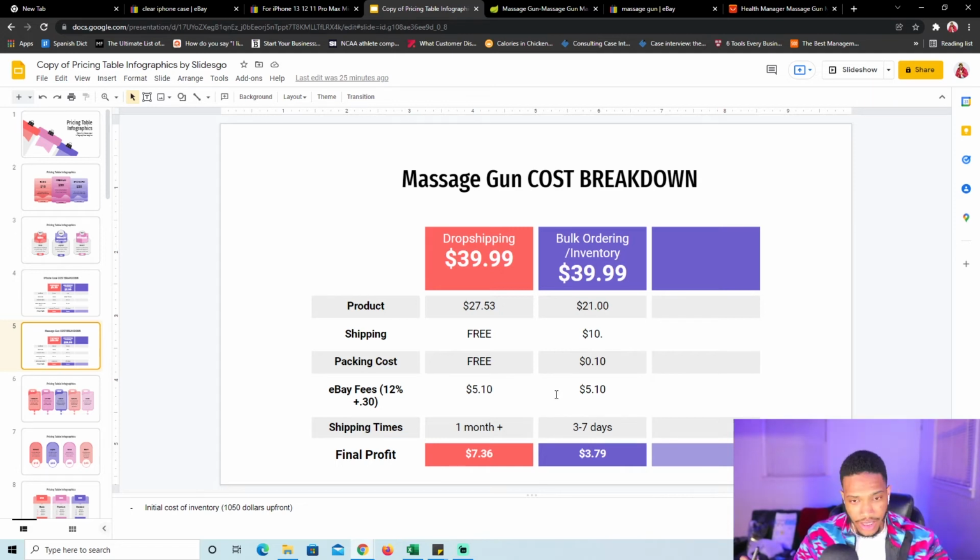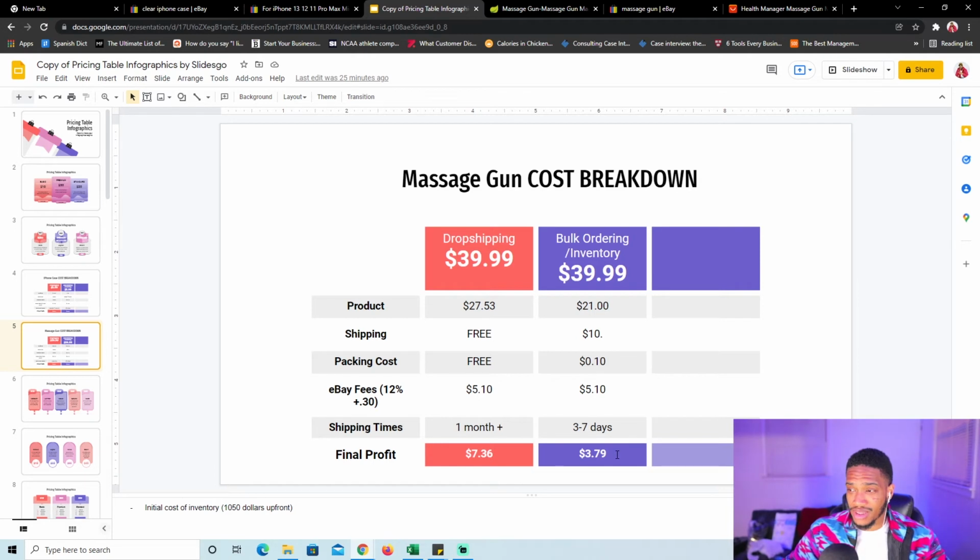eBay fees, again at 12%, that's gonna put you at $5.10, listing at $39.99, but your shipping time is at $3. Your shipping times are from 3 to 7 days because you're using a United States method of shipping, probably UPS, because they have better and more efficient shipping for items that weigh over 2 to 3 pounds. So that puts you at $3.79.